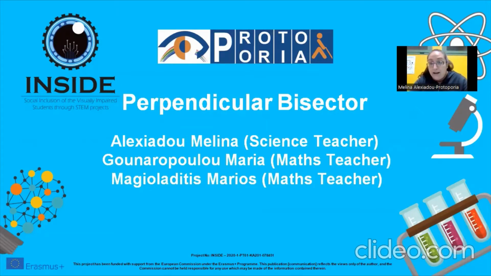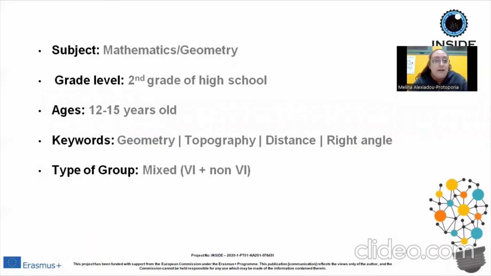This lesson plan was made by our team. The team members are Maria Gounaropoulou and Magioladidis Marios, who are both math teachers. This lesson plan refers to students between 12 and 15 years old. Their grade level is the second grade of high school, and the subject of the lesson is mathematics and geometry.